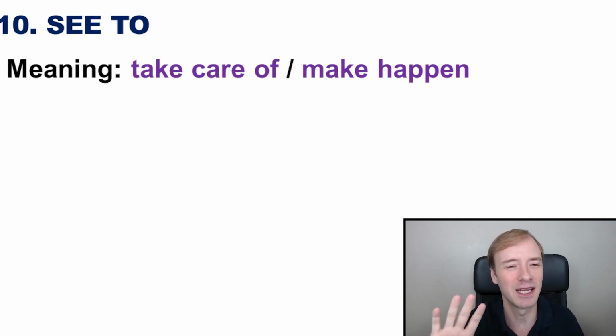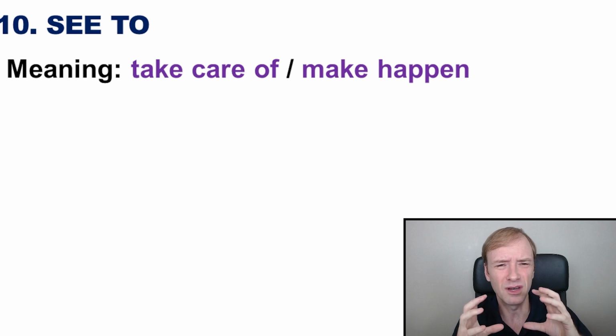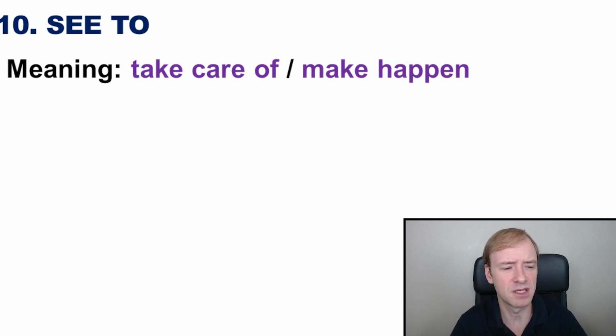All right, the last one. I only gave 10. I didn't want to give too many today. See to. Again, I just use one meaning of see to, but there's going to be more. I just chose one here. See to means to take care of or make happen. See to is kind of, you're kind of completing a task or a job. You got to finish this job or make sure it happens.